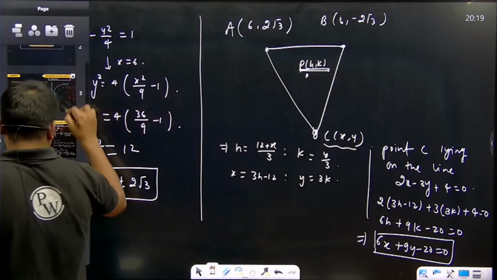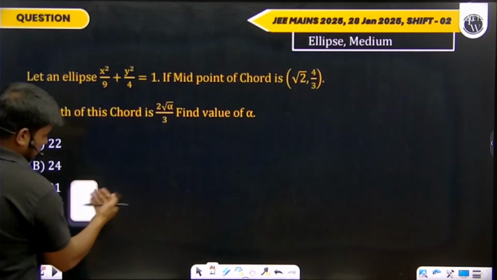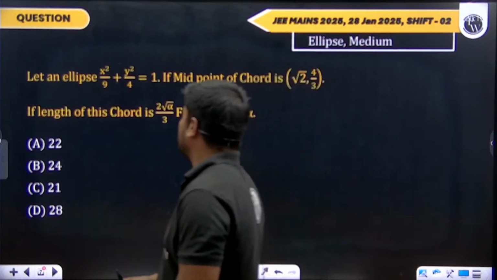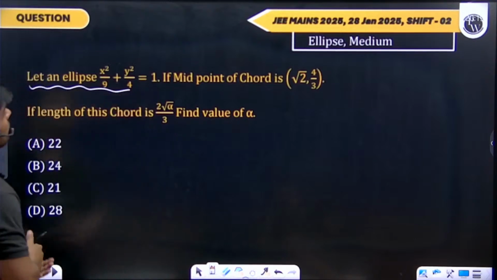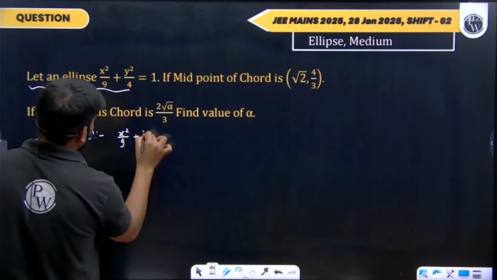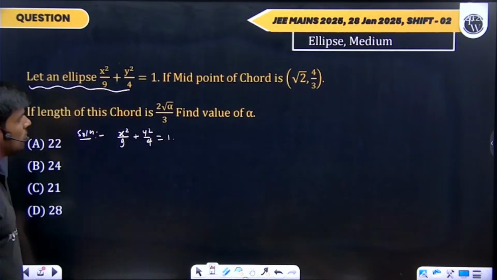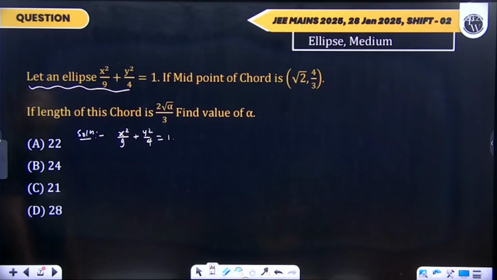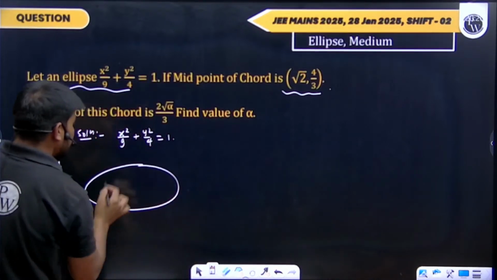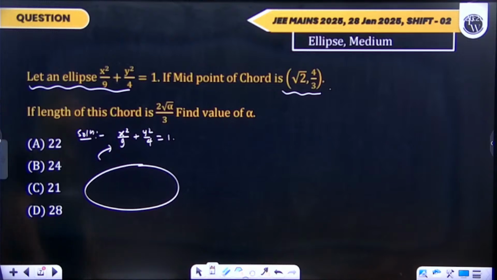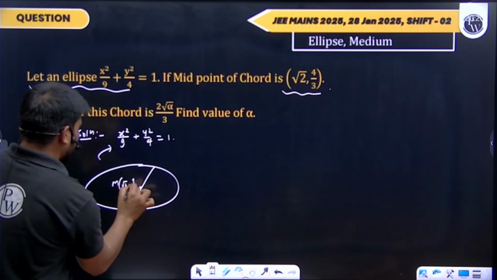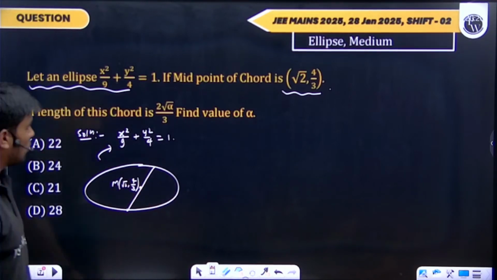Now we move towards the next question. This was a very good question, very nice question. Here the equation of an ellipse is given. The given ellipse is x square by 9 plus y square by 4 equals to 1. And the midpoint of a chord is given. The midpoint M, that is root 2 comma 4 by 3, is given.